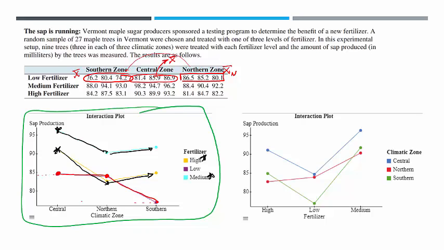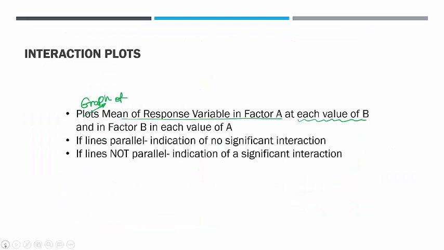And so right there you can see the interactions, right? You can see that high and medium fertilizer levels sort of behave very differently across the climate zones than the low fertilizer. And a quick way to spot that is to use this rule of thumb here that was on the last slide. If you see parallel lines, like if all the lines you see in an interaction plot are parallel, then that indicates that there's no significant interaction.